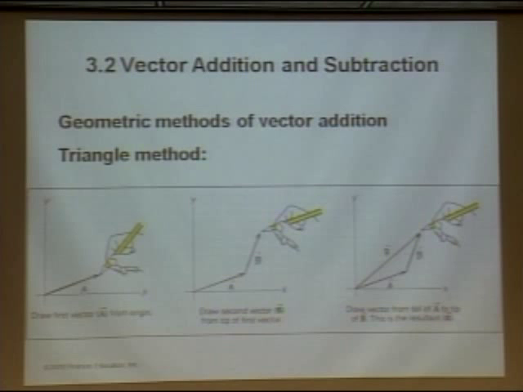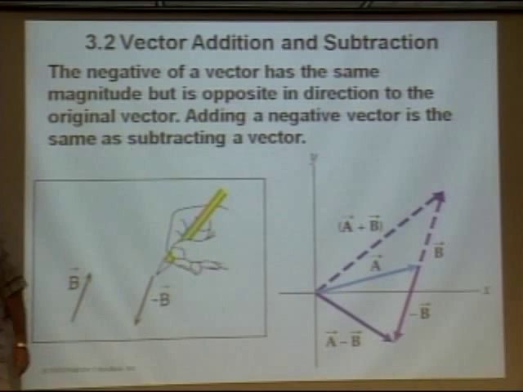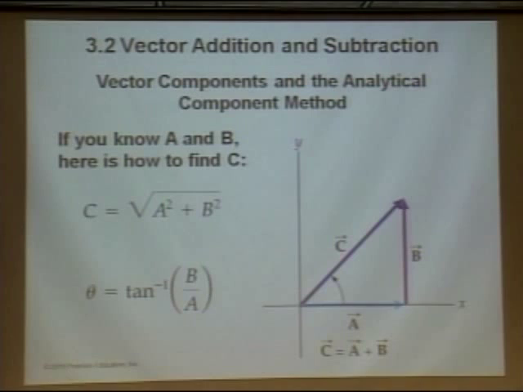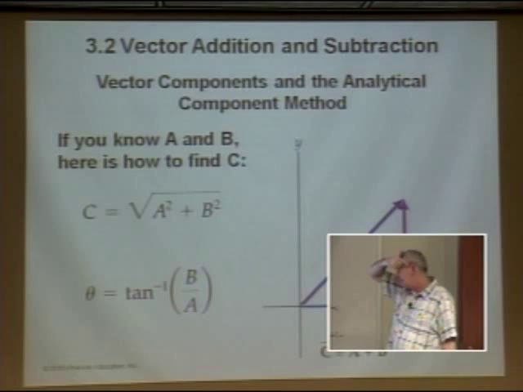Oh, okay, yeah, there's our minus B. Here's A plus B, A minus B. Notice, here, if B looks like this, then minus B looks like that. These are nice little slides. And here you go. Here's what I was trying to get at. Once you get your Ax and your By, then the inverse tangent of that would be your angle right there.